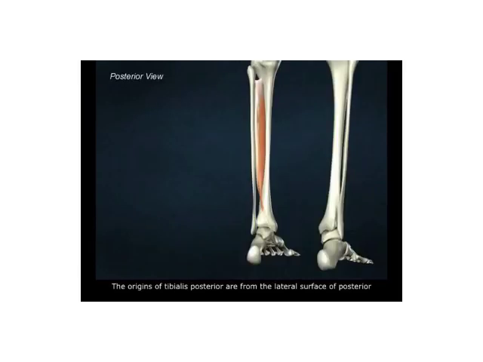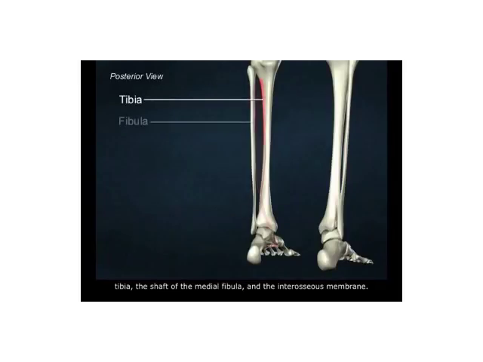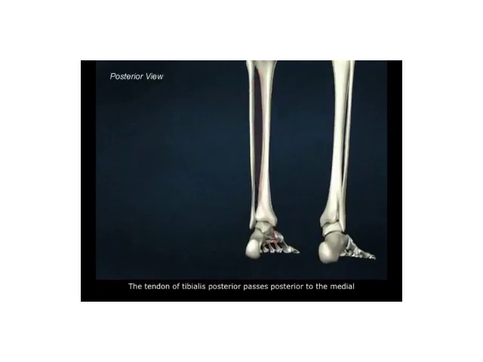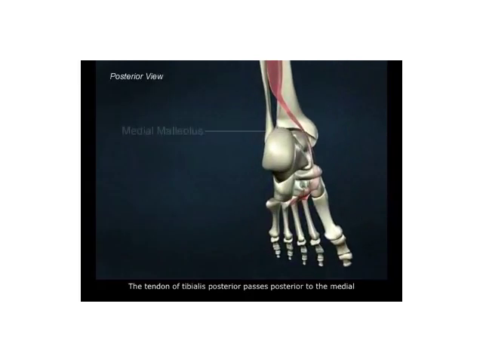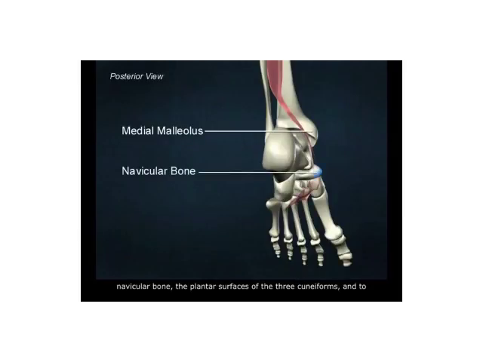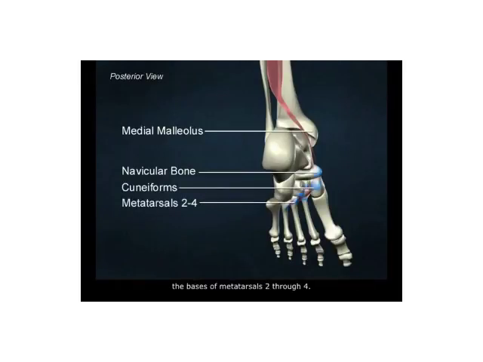The origins of tibialis posterior are from the lateral surface of the posterior tibia, the shaft of the medial fibula, and the interosseous membrane. The tendon of tibialis posterior passes posterior to the medial malleolus of the tibia and inserts onto the medial surface of the navicular bone, the plantar surfaces of the 3 cuneiforms, and to the bases of metatarsals 2 through 4.